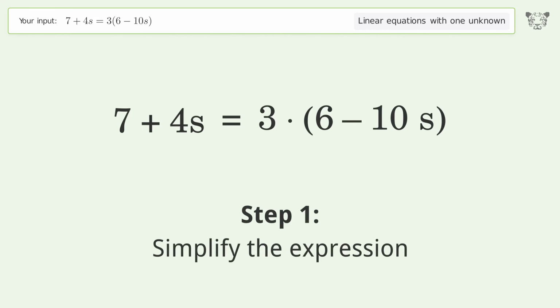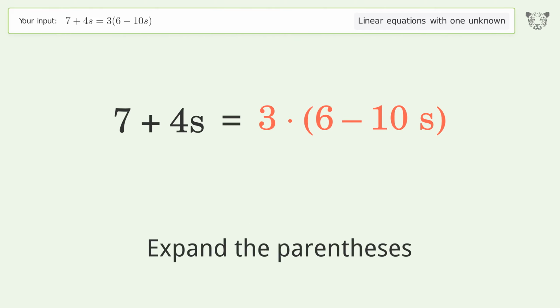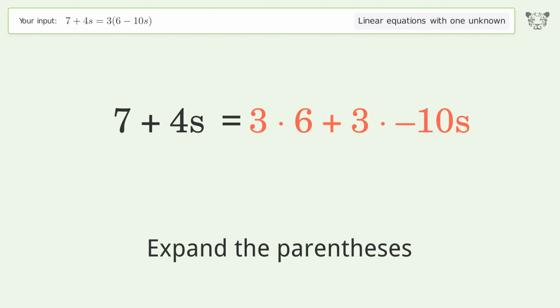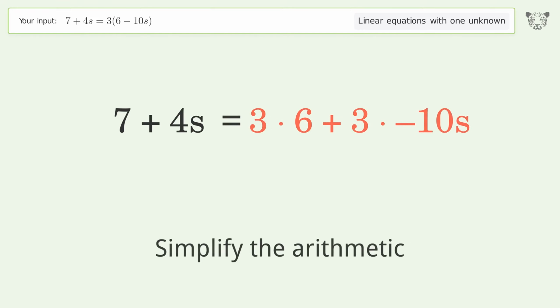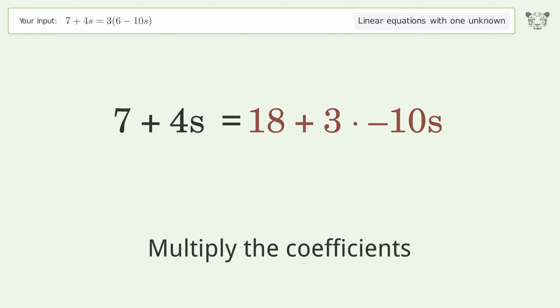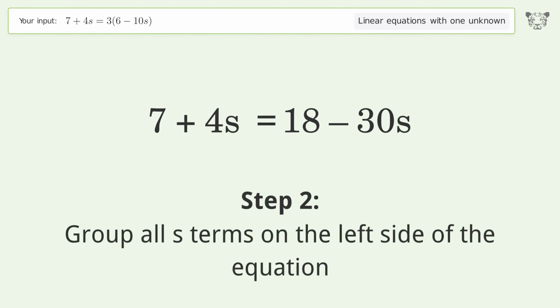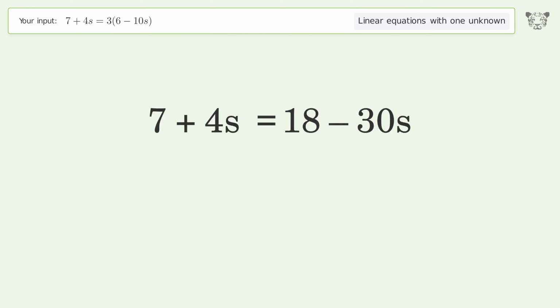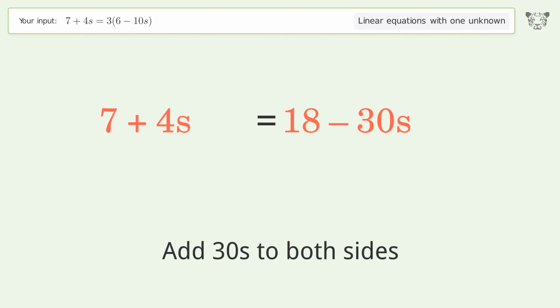Simplify the expression. Expand the parentheses. Simplify the arithmetic. Multiply the coefficients. Group all s terms on the left side of the equation. Add 30s to both sides.